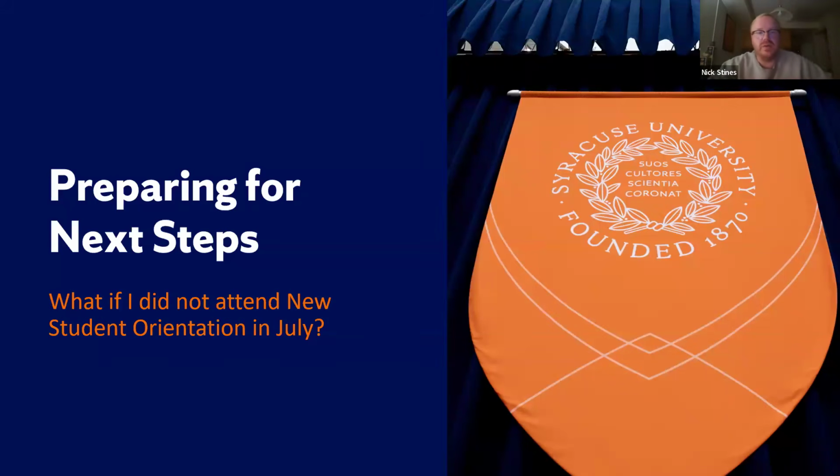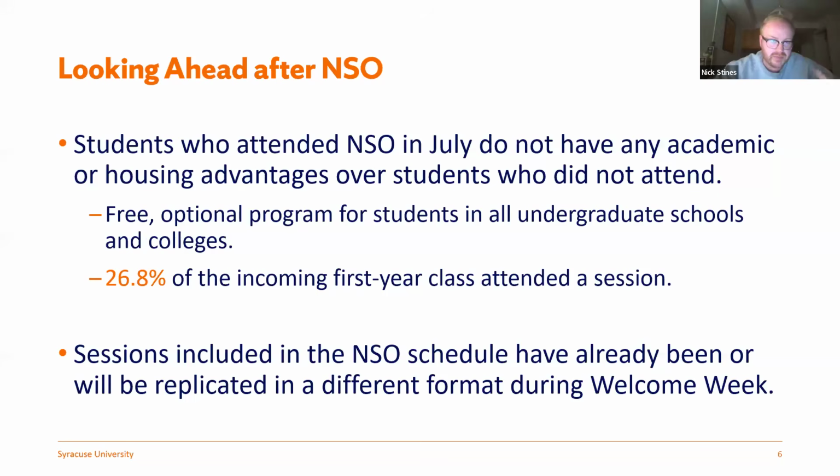And so you thinking about next steps is, if I didn't attend new student orientation in July, what does that mean for me? One of the things that I really want to emphasize is that students who attended a new student orientation session in July, where our first one was on July 6th and our last one was on July 20th, literally over the span of 2.5 weeks, did not get any housing advantages. They did not get any academic advantages over students who did not attend an orientation session. While it was a free optional program, that does not mean that every student could come, had other plans, had to graduate late, whatever that looks like.